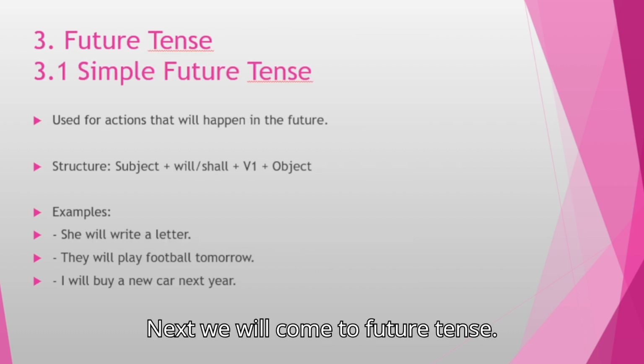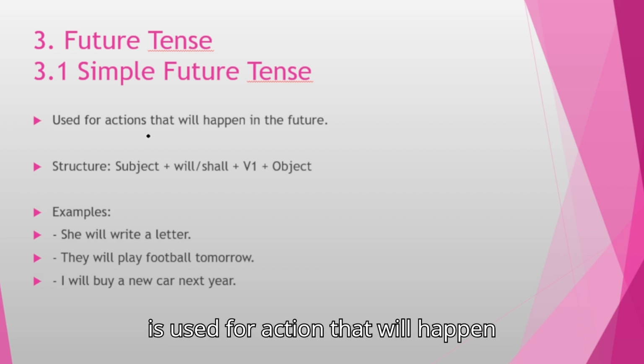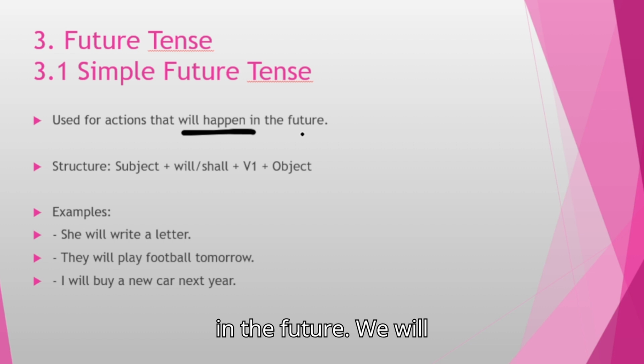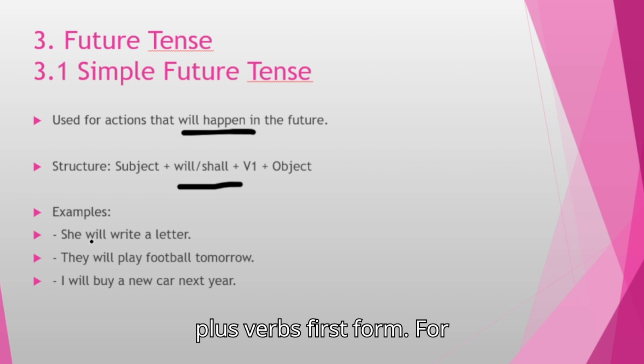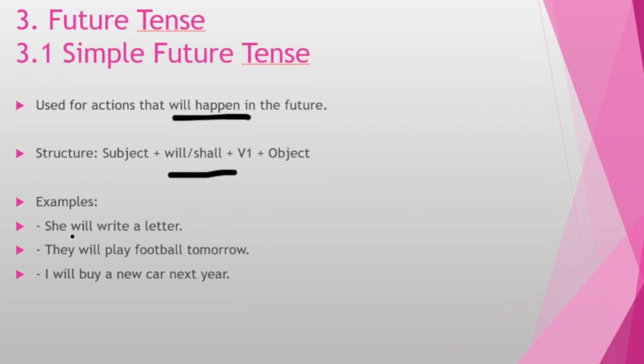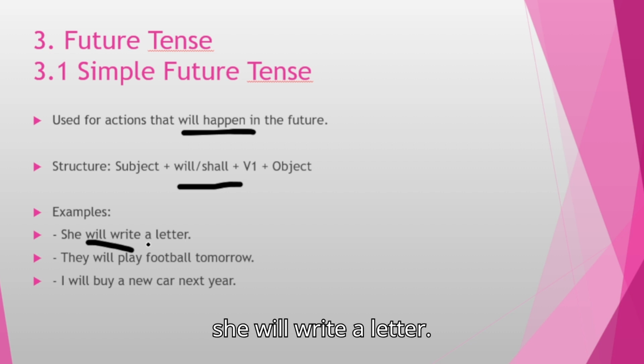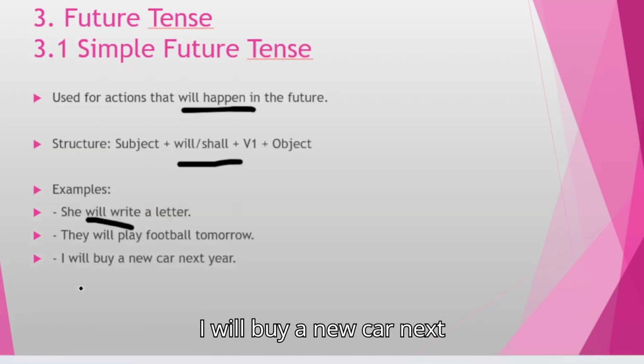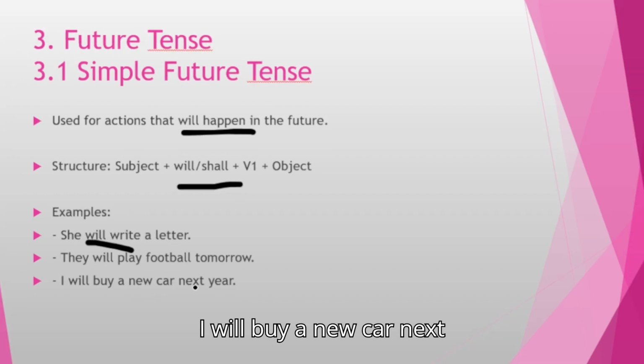Next we'll come to future tense. It is used for action that will happen in the future. Will comes with this. We will use will, shall plus verb's first form. For example, she will write a letter. They will play football. I will buy a new car next year.